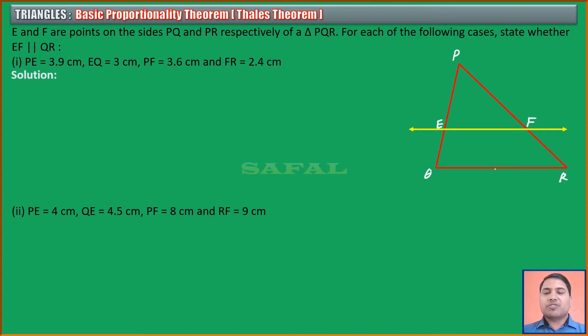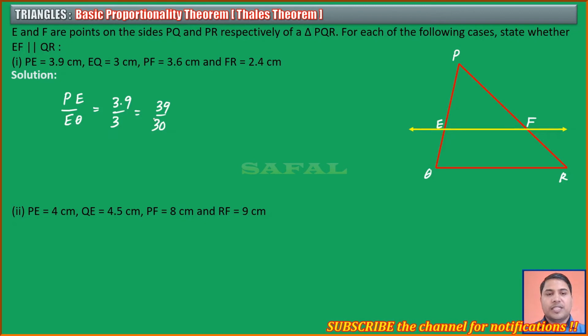So here we can make use of converse of Thales theorem. If I get PE by EQ same as PF by FR, I can say EF is parallel to QR, otherwise I'll say no. So the first case, now PE is given, EQ is given, PF is given, and FR is given. So let's find PE by EQ. So PE by EQ, I can see that 3.9 by 3, or I can say 39 by 30, correct? So 3 13s are and 3 10s are. So 13 by 10, or I can say 1.3.